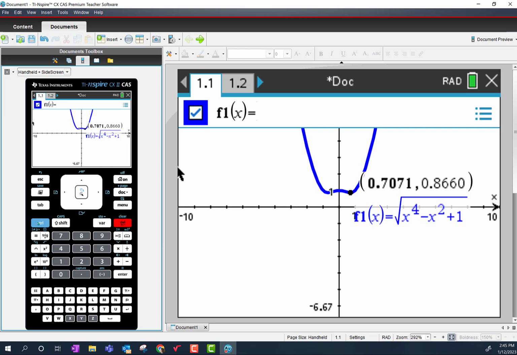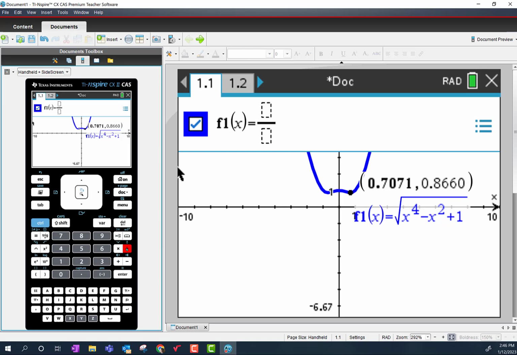I like to put a fraction bar. Control divide gives me a fraction. So 1/20 times x. Your calculator doesn't care whether we use x or y, so I'm just going to use an x. I know it's a y, but I'm going to use an x. So that would be x cubed. And then what do we have? Minus 5x.